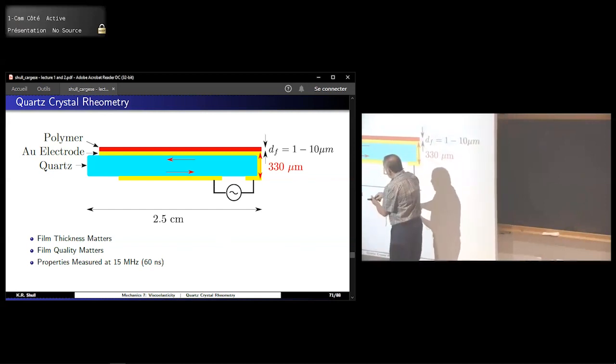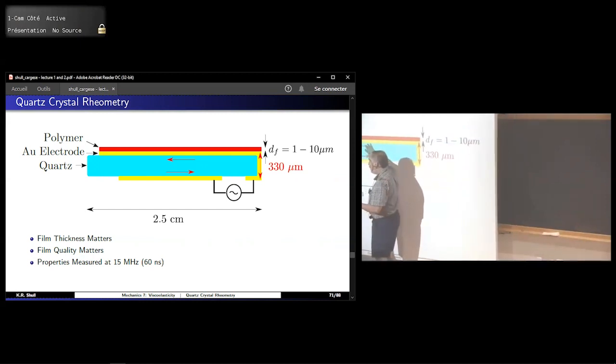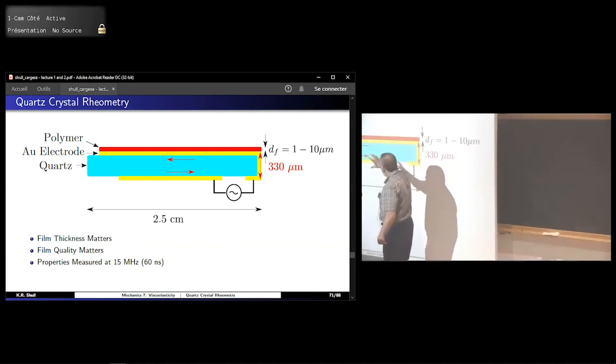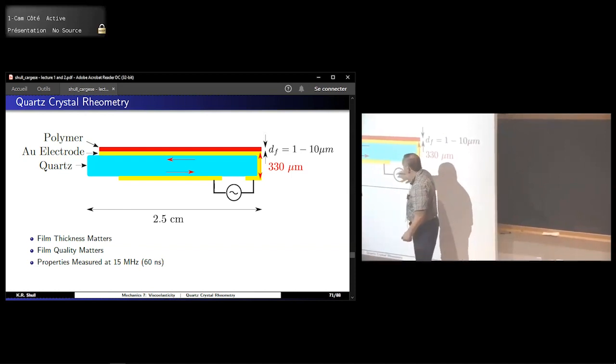Because of this geometry, you have antinodes. So basically, the top and bottom surface are moving. You get a resonance when the thickness is half of the wavelength, and 3/2 the wavelength, and 5/2 the wavelength. So that's where you get different resonances where you can actually measure things. And I'll show you how you do this.